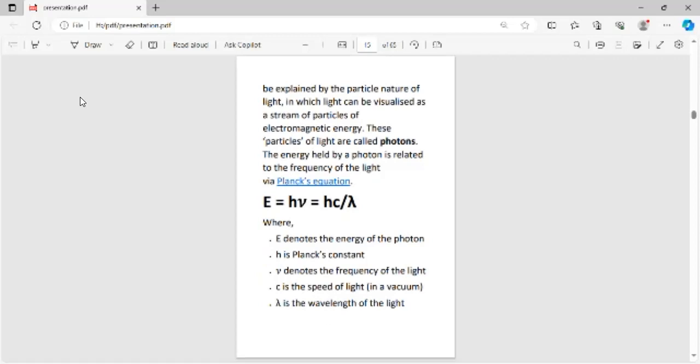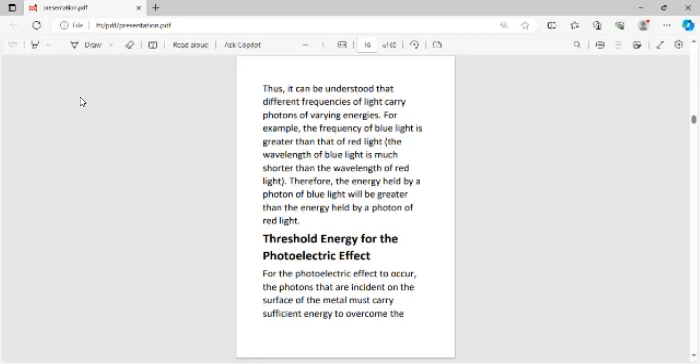E is equal to hf is equal to hc over lambda, where E denotes the energy of the photon, h is Planck's constant, f denotes the frequency of light, c is the speed of light in vacuum, and lambda is the wavelength of light. This can be understood as different frequencies of light carrying photons of varying energy and wavelength. For example, the frequency of blue light is greater than red light, which means that the energy of blue light is greater than the red light. However, it also means that the wavelength of red light is greater than blue.